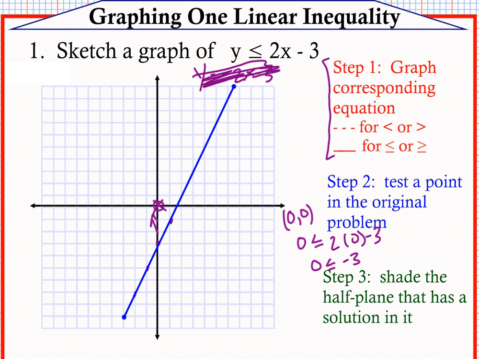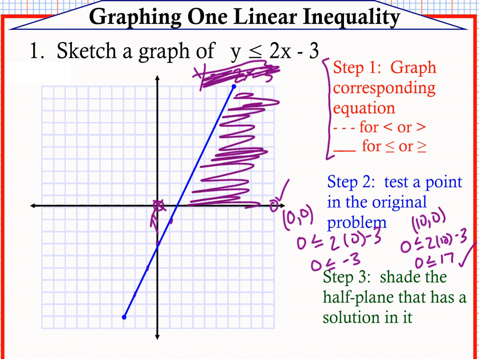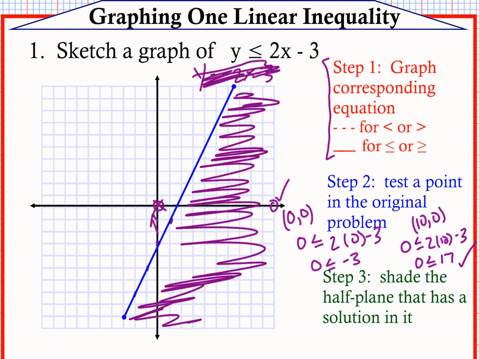So we're going to try the point 10, 0 this time. When we plug that in, we're going to get 0 is less than or equal to 2 times 10 minus 3, or 0 is less than or equal to 17. That is true. So this point does work. When that happens, we're going to shade all of the points on that side of the line. And that means any point on that side of the line, like 0, -4, or like 10, -10, any point over there is going to work.